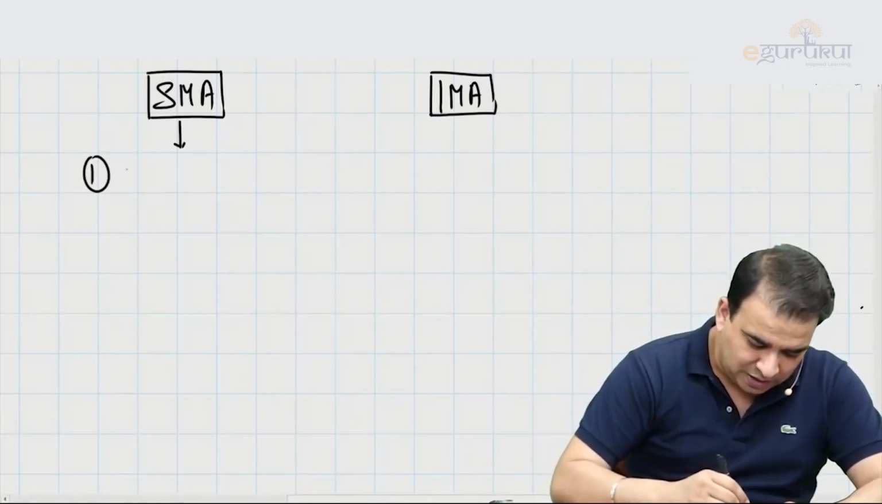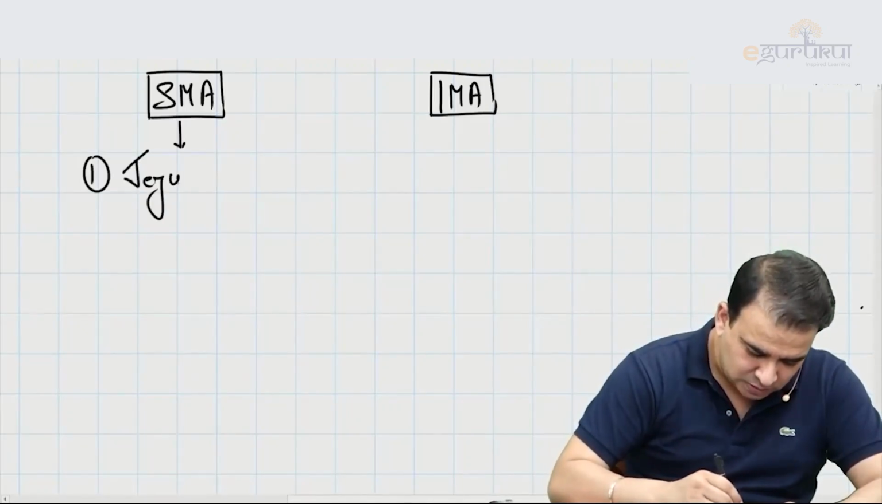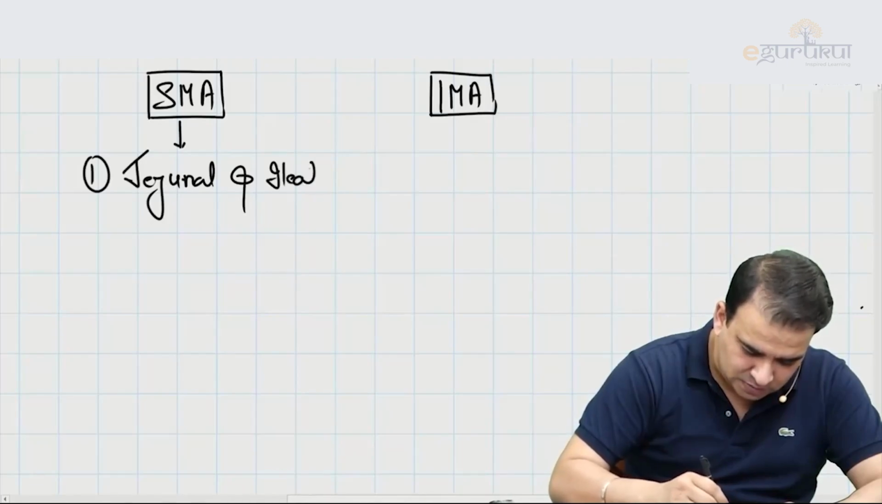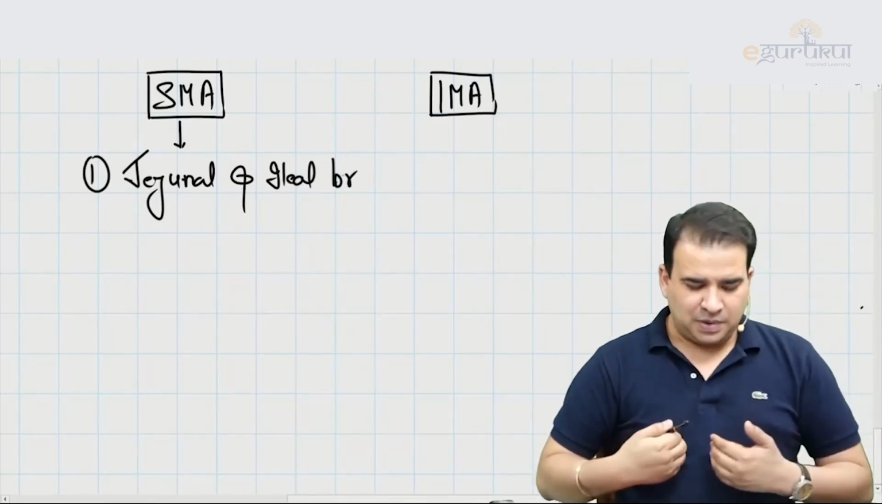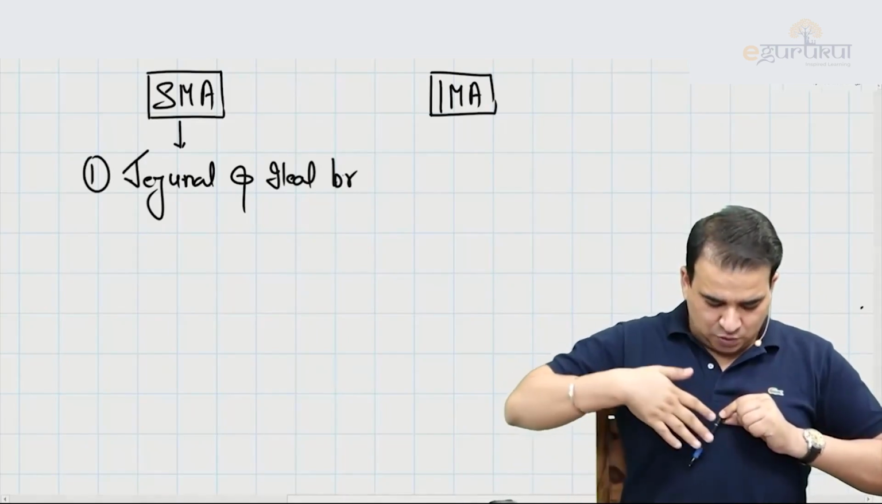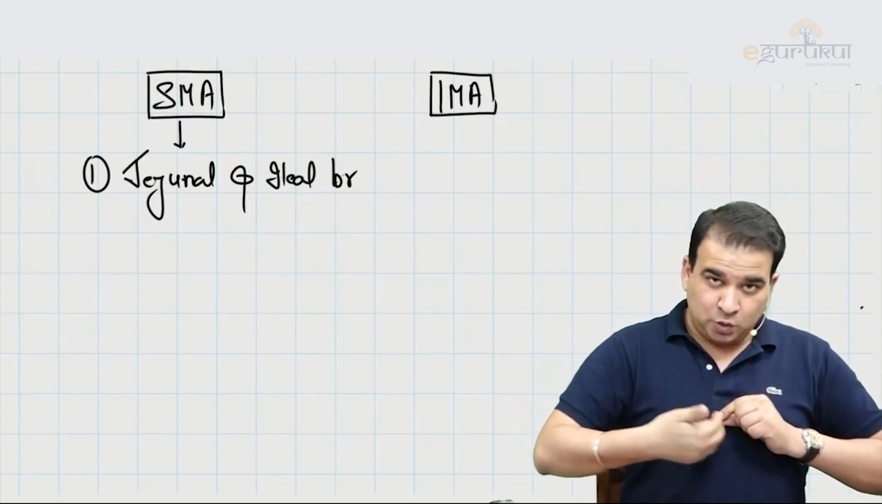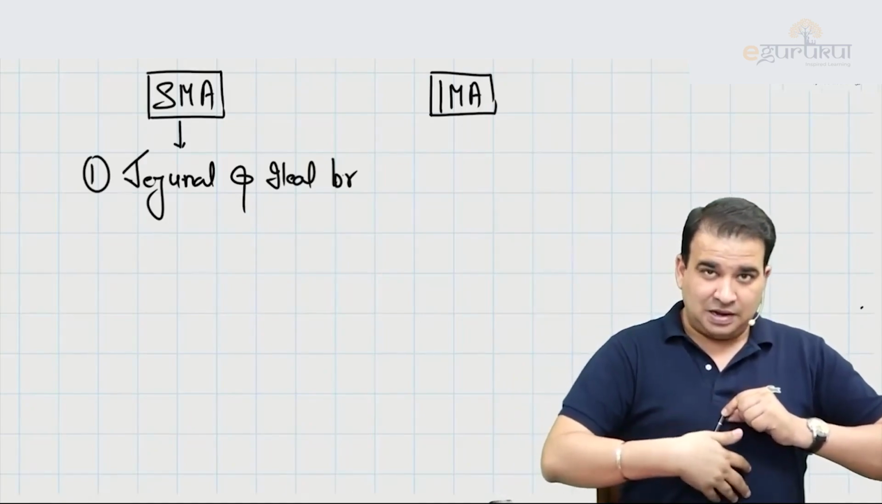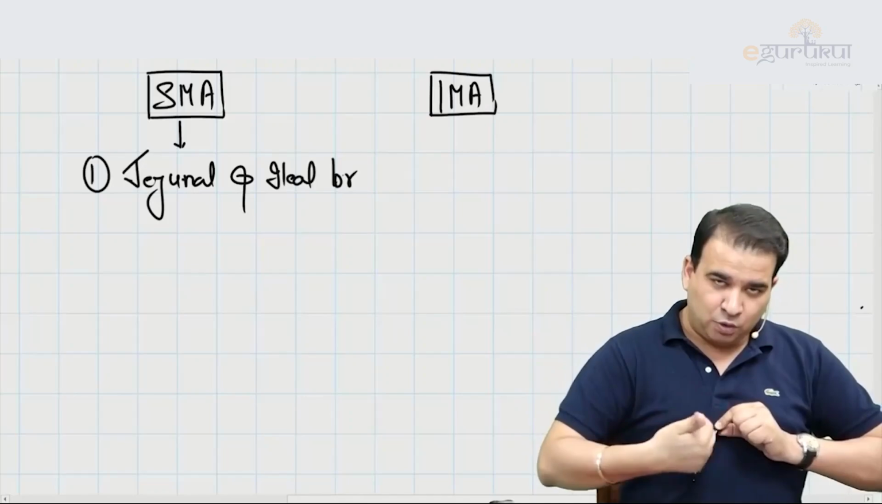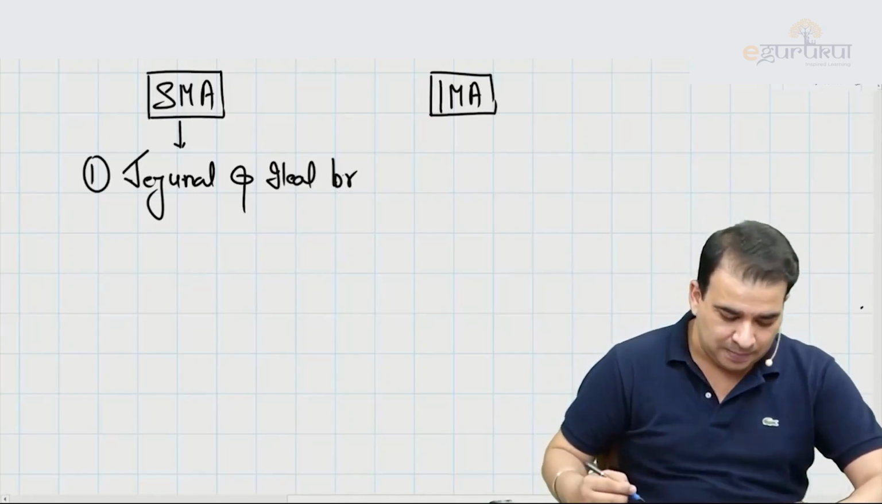Superior mesenteric artery gives off numerous jejunal and ileal branches. If this is my superior mesenteric artery, you will see these branches are going toward the what side? Toward the left side, because they have to supply the jejunum and ileum. The artery itself is going toward the right side, but these jejunal and ileal branches are more of left branches. They supply jejunum and ileum.